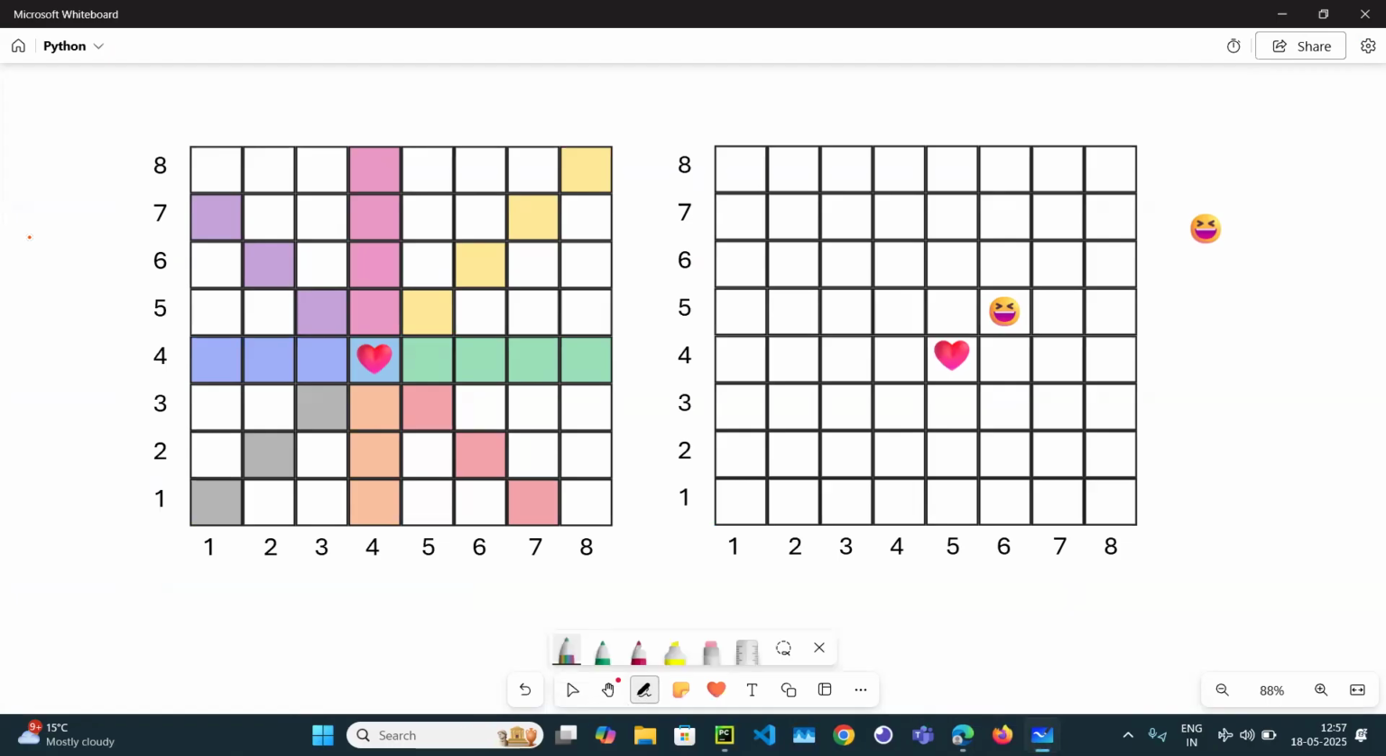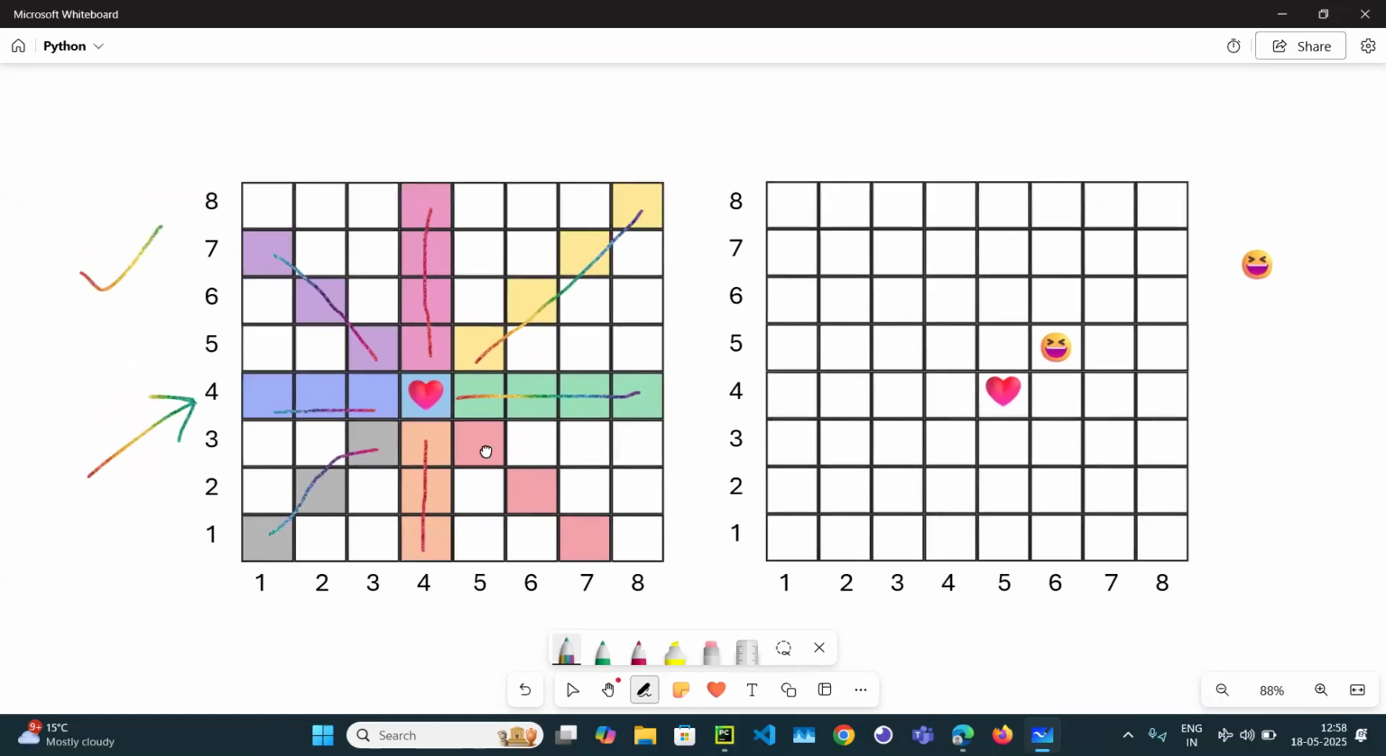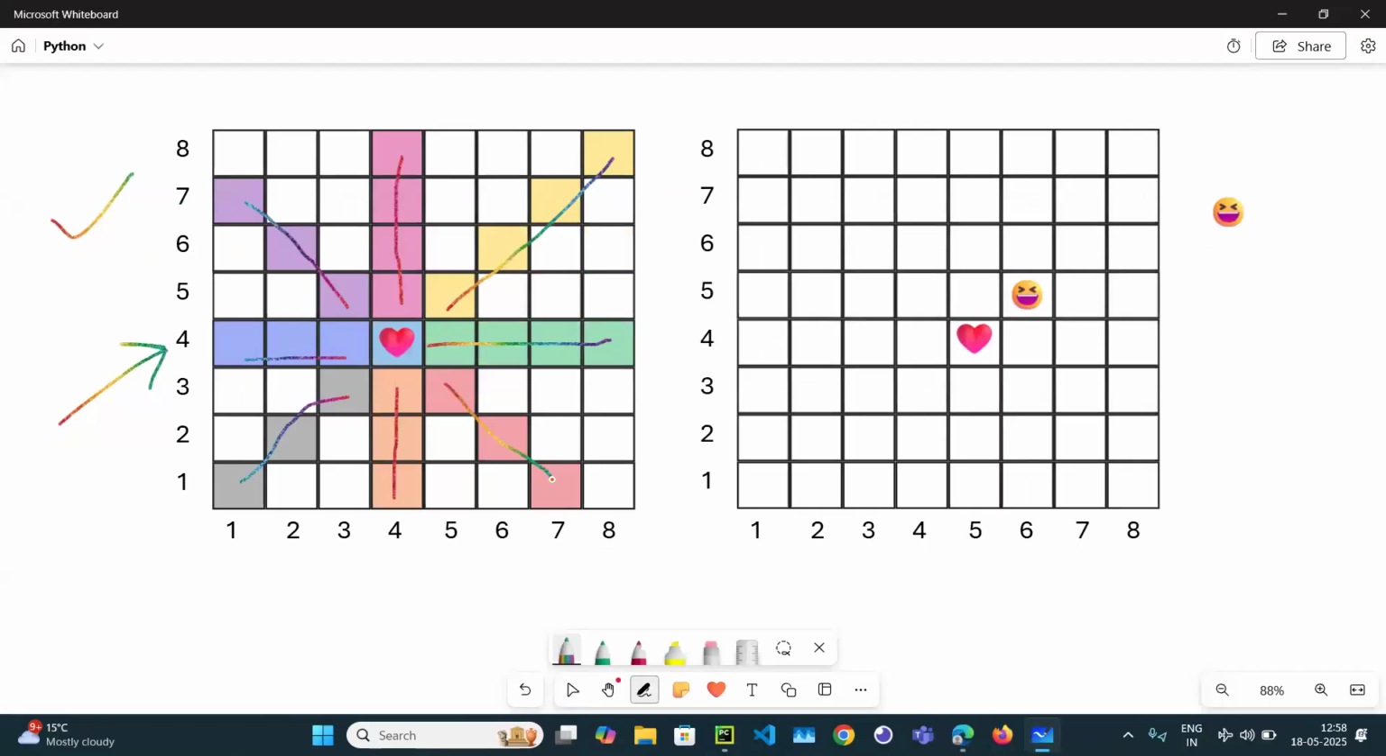Okay, so I have created this chessboard. Here is a queen. In which directions can the queen attack? In this chessboard there is no obstacle. So if there is no obstacle, the queen can attack above, bottom, left, right, and in each of the four diagonal directions.